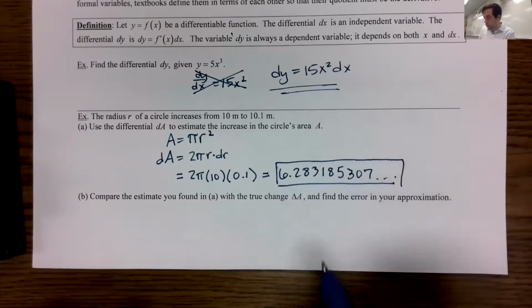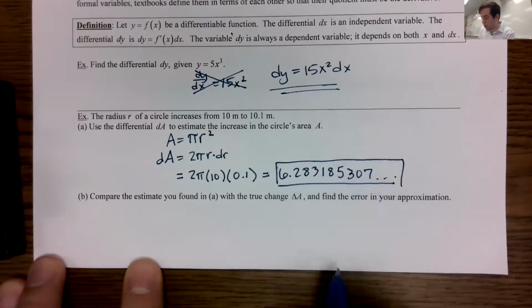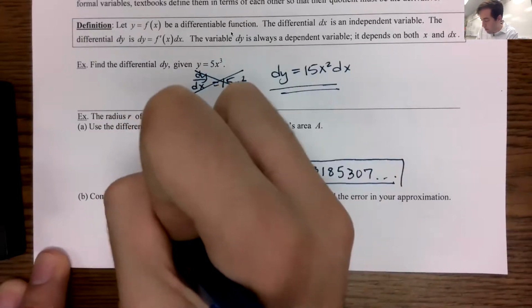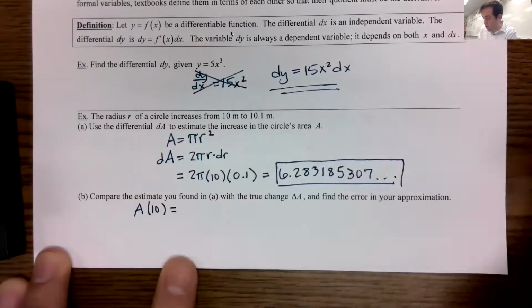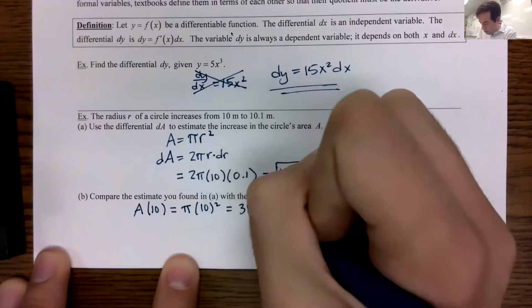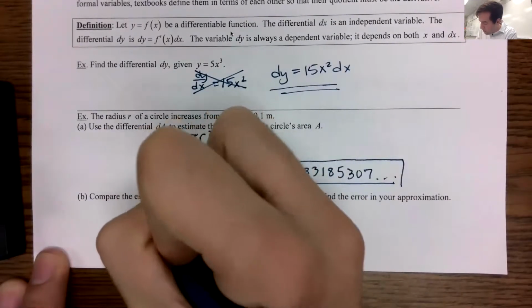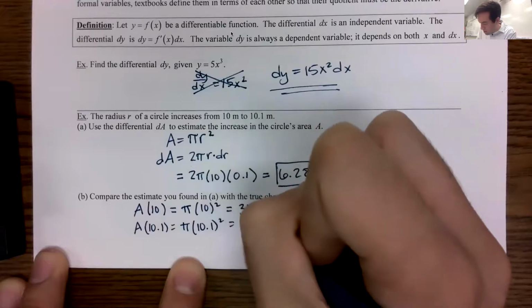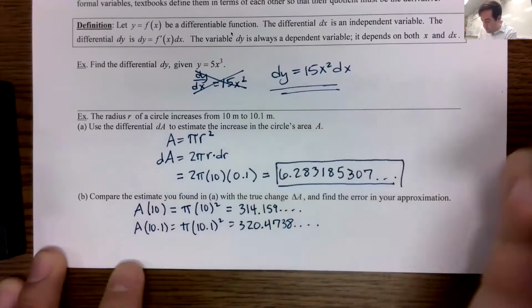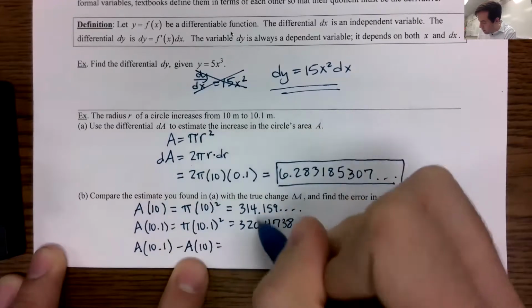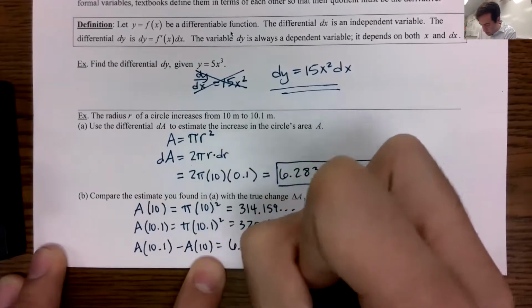And that's going to be important for the next question, because we are going to look for the difference between this value and the real deal. Let's compare the estimate that we found in A with the true change, delta A. So to figure that out, we're going to find the area if we plug in 10 for the radius. So we're going to have pi times 10 squared, which is 314.159, etc. And if we plug in 10.1 now for the radius, we get 320.4738, etc. So the difference between the true areas, if we subtract these two numbers, we're going to get 6.314601193.